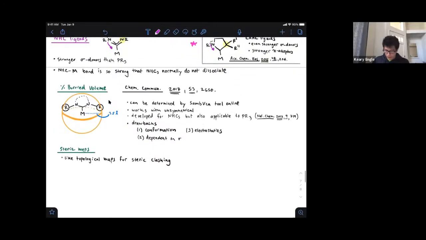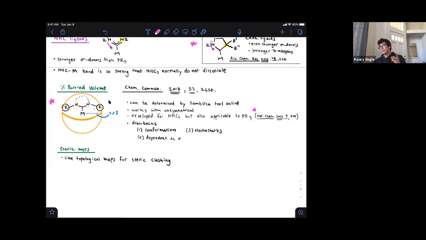And then Steve Nolan's group developed this concept specifically because cone angle does not apply well to NHCs. He developed this concept called percent buried volume for NHCs, but actually it extends well to phosphines. And there's an example from Abby Doyle's group here, a Nature Chemistry paper, where she uses this with phosphines to great effect in a series of nickel-catalyzed cross-coupling reactions.